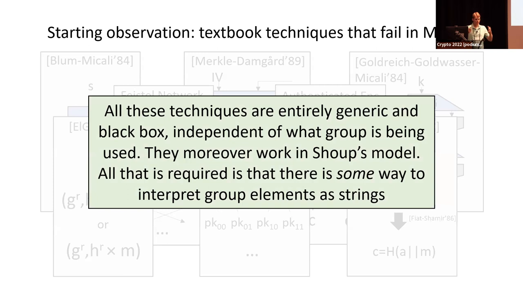Okay, so the point is that all of these techniques are entirely generic. They're even textbook. We see them in the courses that we take as an undergrad or grad student. They're independent of what group is being used. And they actually also work in Shoup's model. It's very easy to see that these work in Shoup's model. But they don't work in Maurer's model. And the reason is that all that we need to get these to work is some way to interpret group elements as strings. Maybe we need a little more, some sort of randomness property, but we more or less need some way to interpret the group elements as strings. And Maurer's model explicitly forbids us from doing that. So these techniques don't work.